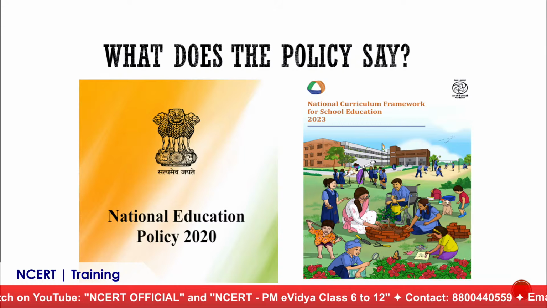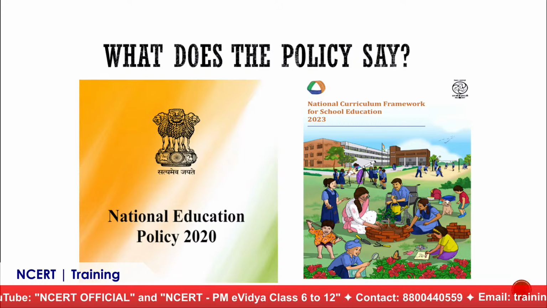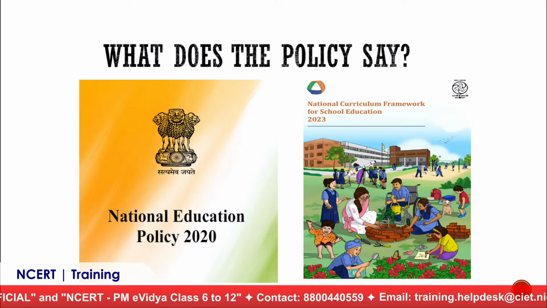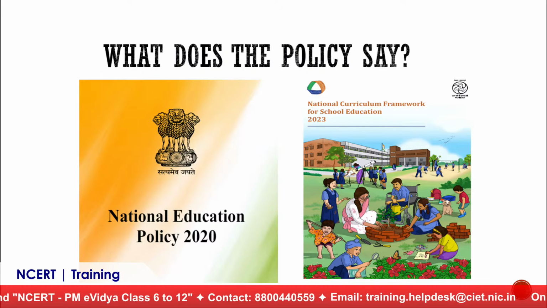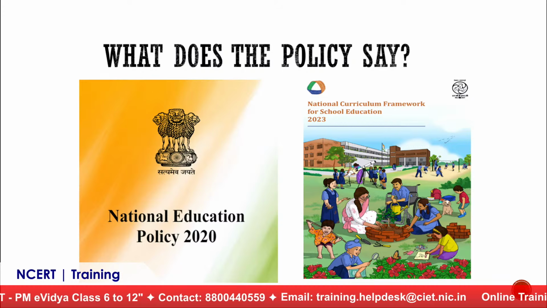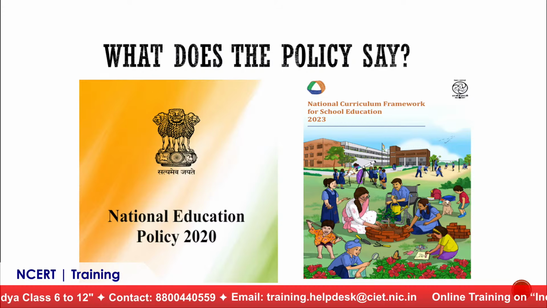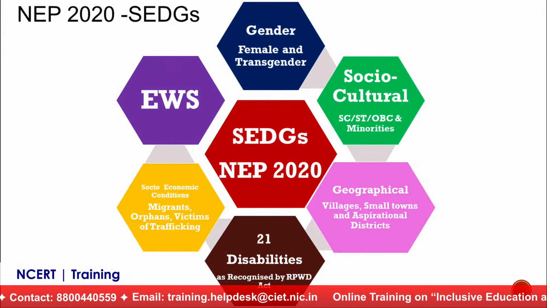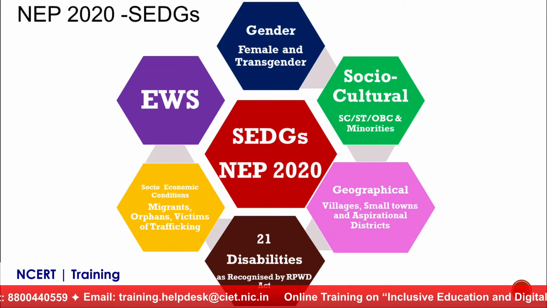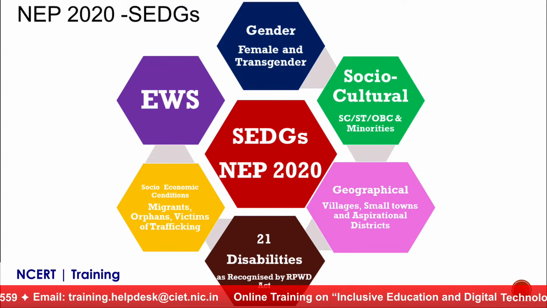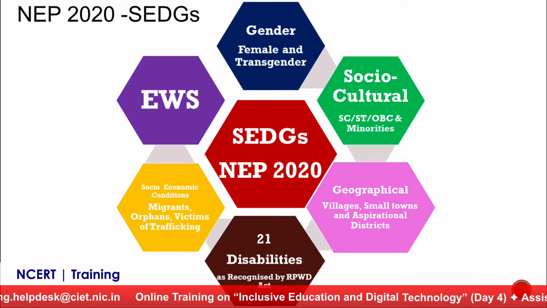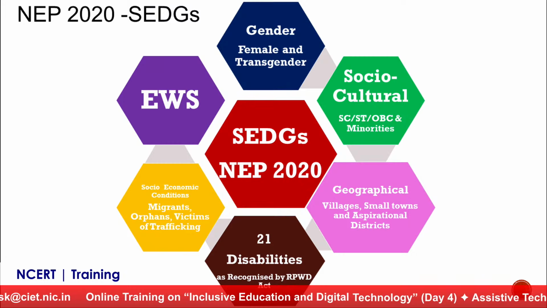So briefly, all the viewers, I think, are connected with us from day one, and for the new viewers, the National Education Policy and the National Curriculum Framework both talk about inclusive education. They emphasize the need for assistive technologies in the field of inclusive education a lot, and especially NEP talks about these SEDGs, wherein our today's focus of topic is the 21 disabilities.